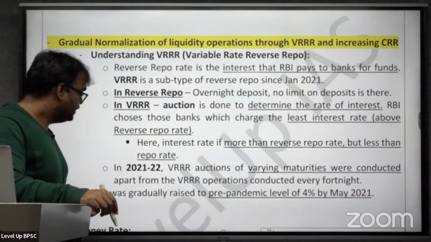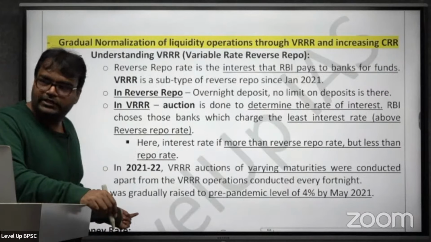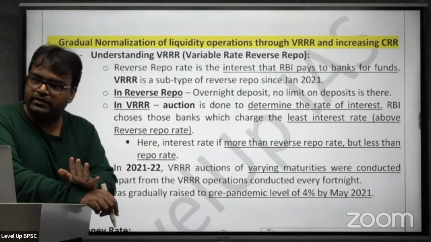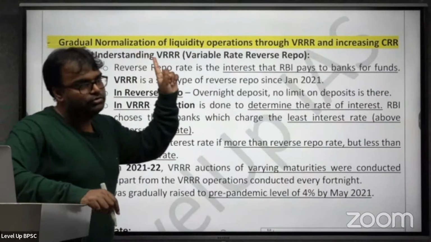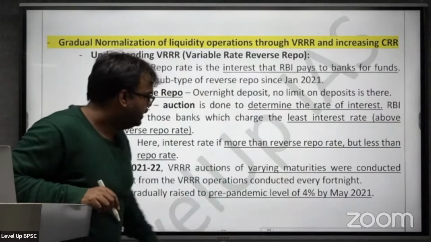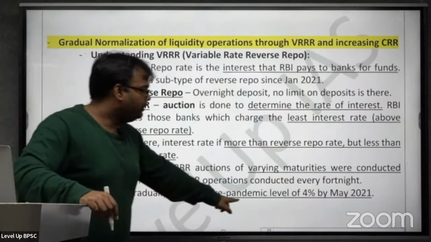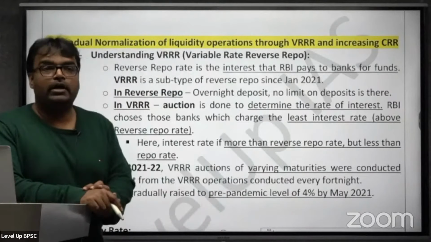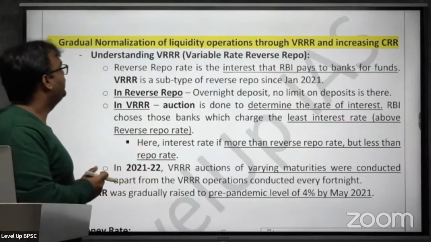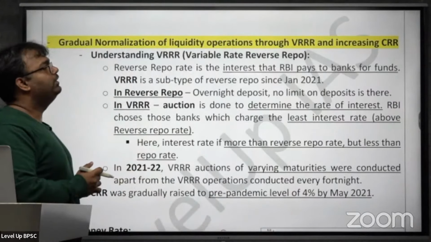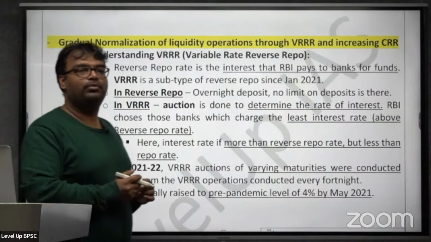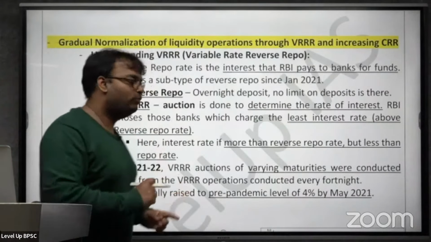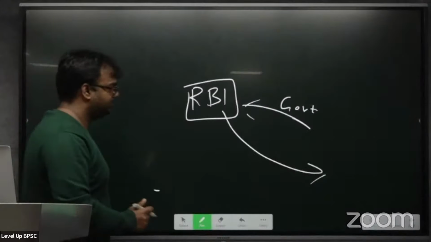एक तो आपको पता ही है, CRR was increased. Increasing CRR reduces the money supply. CRR March 2021 और May 2021 में increase किया गया and it has been brought to pre-pandemic level of 4%. Another thing that RBI did, it has introduced variable rate reverse repo. Let's understand what this variable rate reverse repo is.